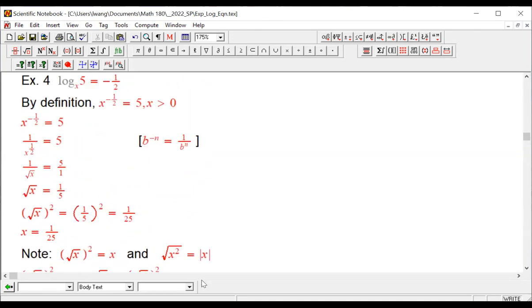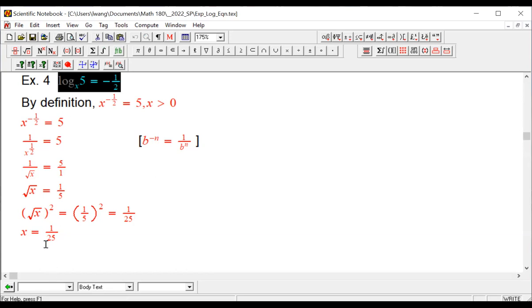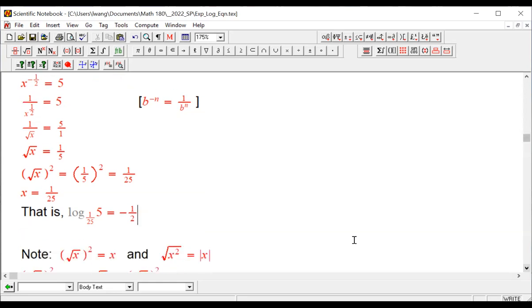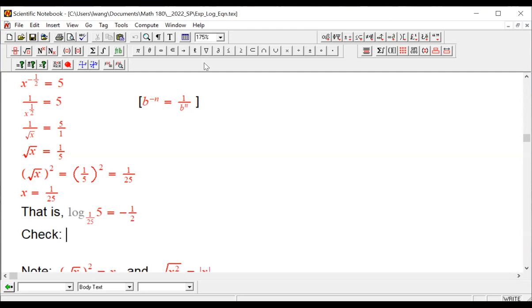Yes, we did. For this particular question, these are the work you need to show. This is the side story then. That is, if the base is 1/25, log base 1/25 of 5 equals -1/2. That's not hard to verify. If you check the answer, you will realize that 5 equals the square root of 25. 5 equals square root of 25.